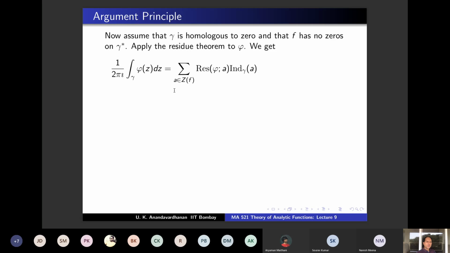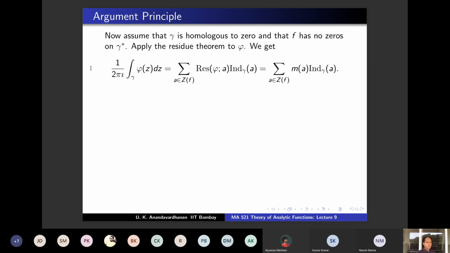This is a set of poles. The set of poles of phi is nothing but the set of zeros of f. So this is what you get. And what is the residue of phi at A? It is the multiplicity m_A. So you get this identity: summation of m_A times the index of A with respect to gamma.